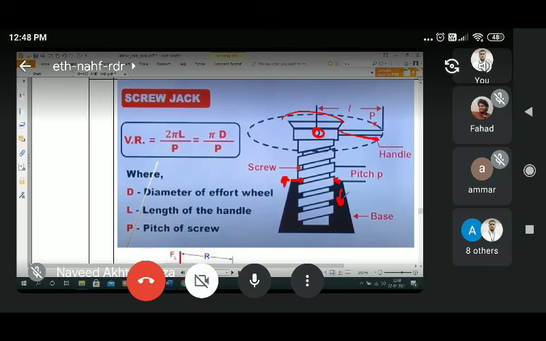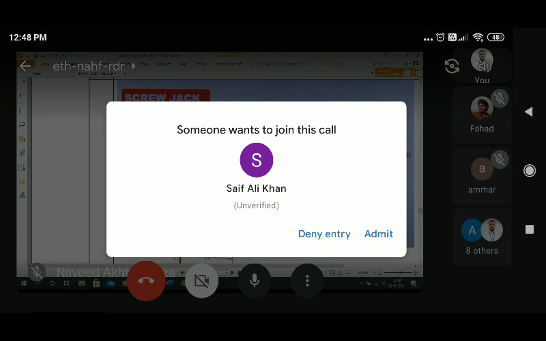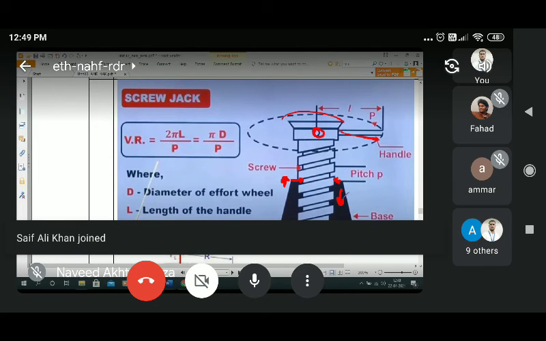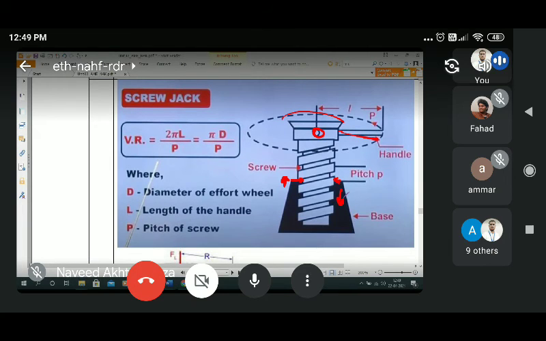So if you are to lift the, what is the time, Saif Ali Khan? You are coming for the attendance only? What is the time now? You should join on time and you are disturbing the class.